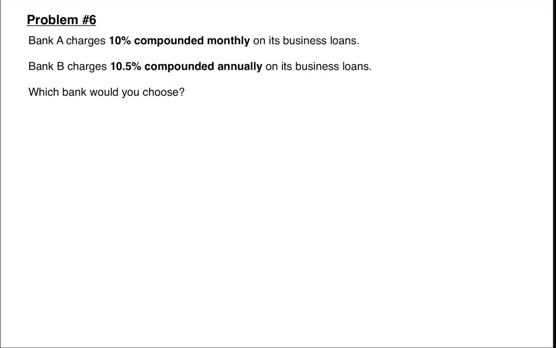So let's look at this example. Bank A charges 10% compounded monthly on its business loans. Bank B charges 10.5% compounded annually on its business loans. Which bank would you choose? So now we're taking out a loan, so we want to keep that in mind when we choose which bank we're going to go with.